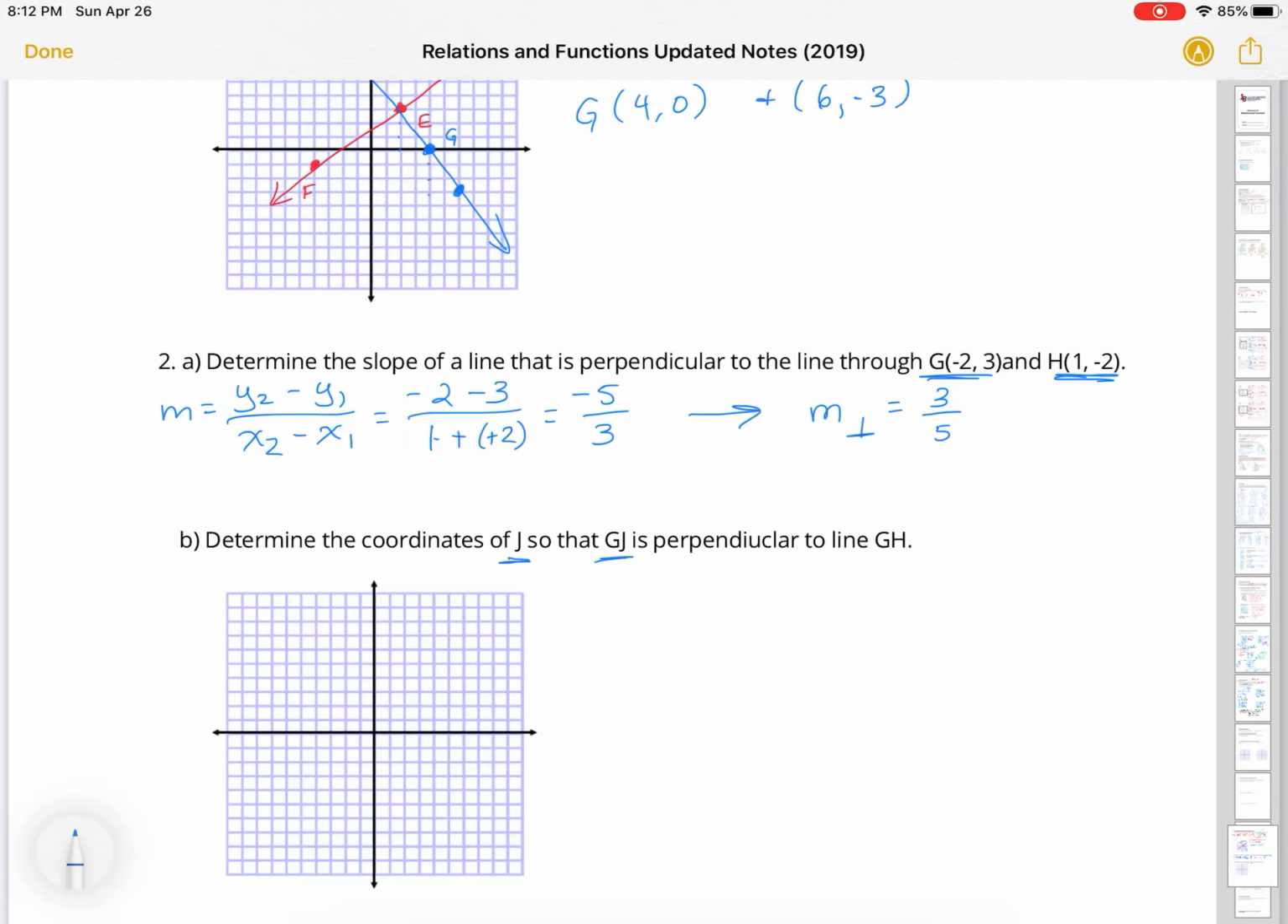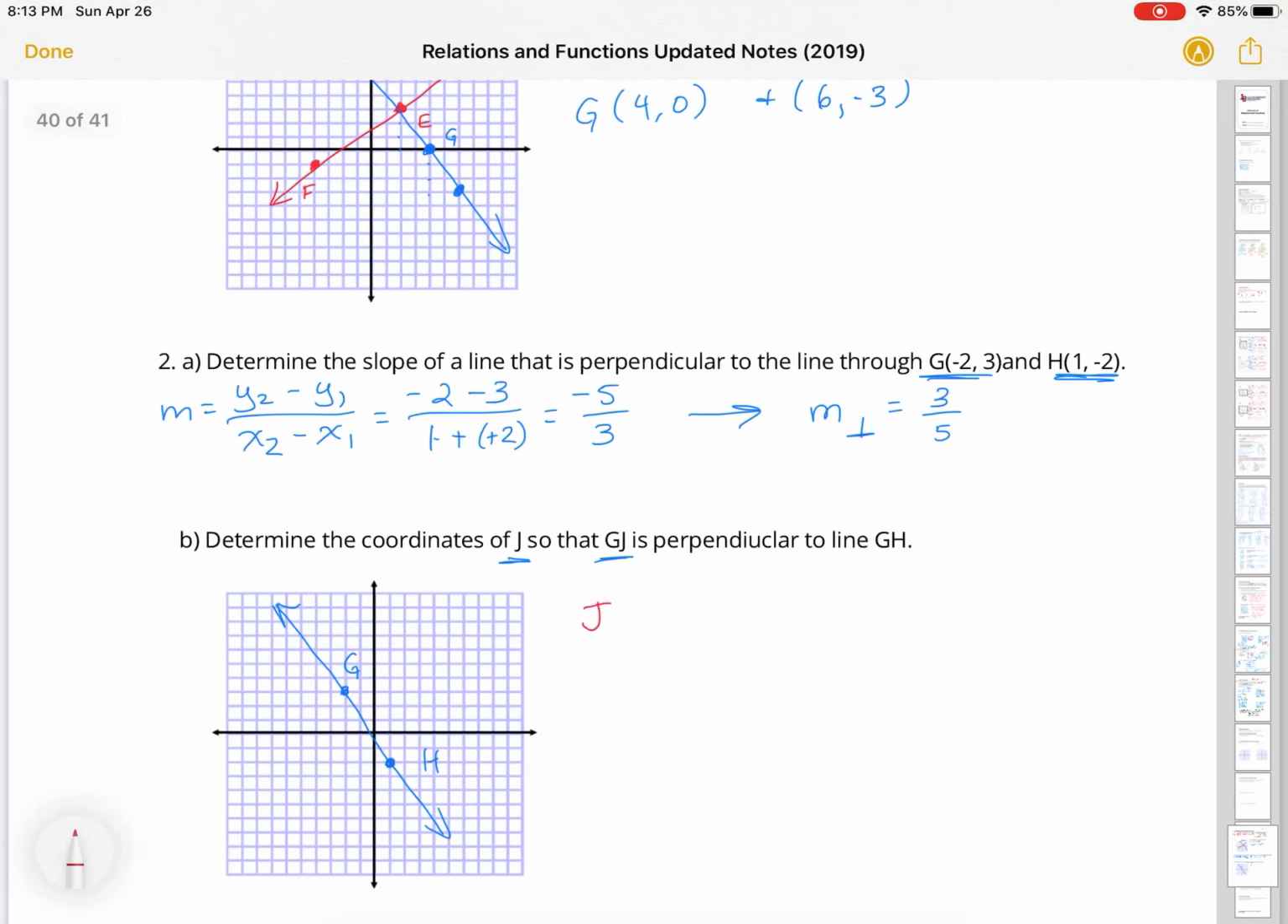So we want the coordinates of J so that GJ is perpendicular to the line GH. So let's sketch our GH first. So negative 2, 3 is G, and H is 1, negative 2. Okay, so this is H. So we'll sketch that line.